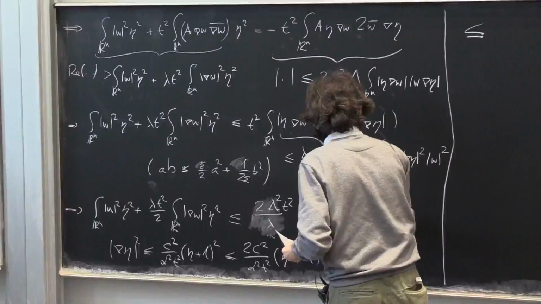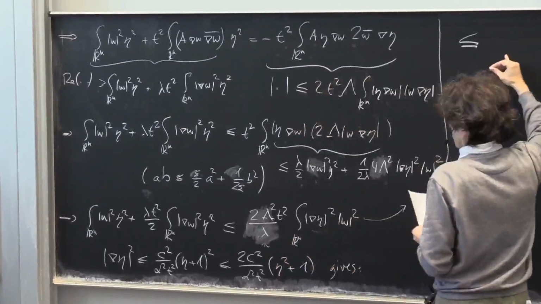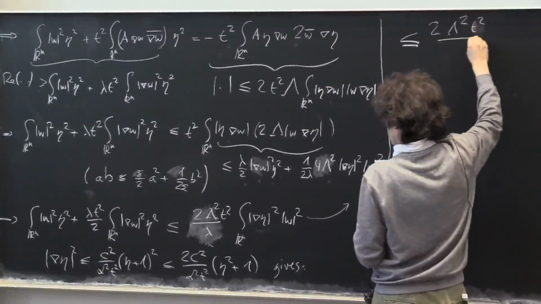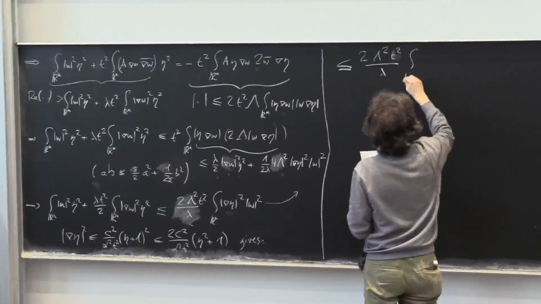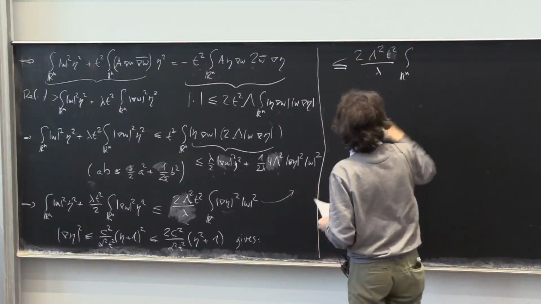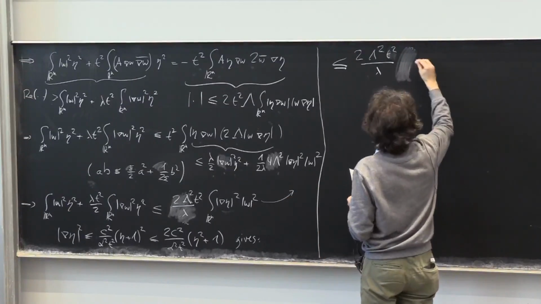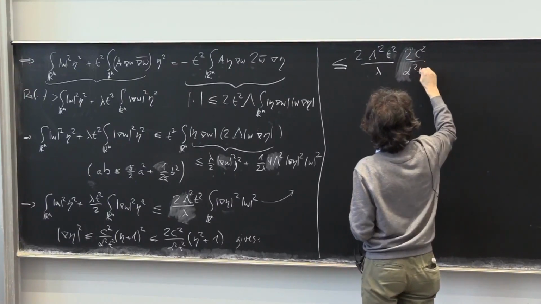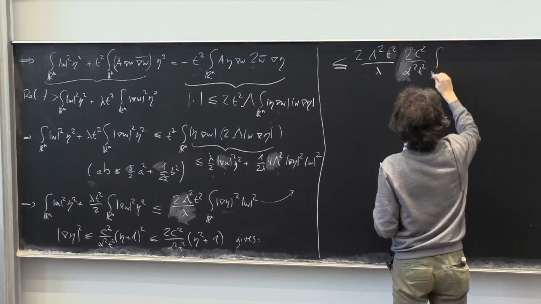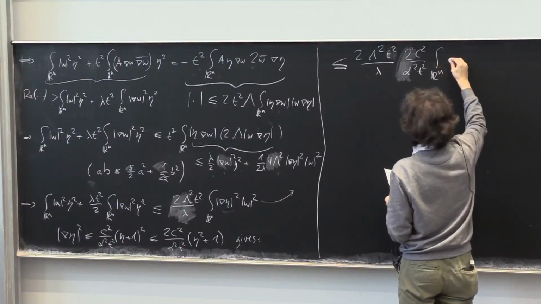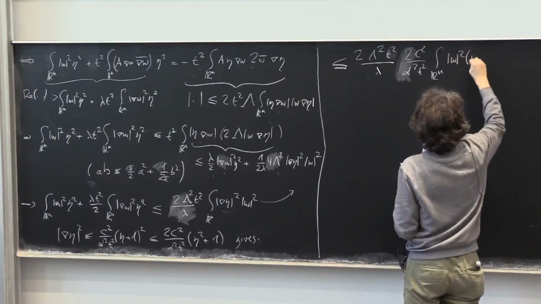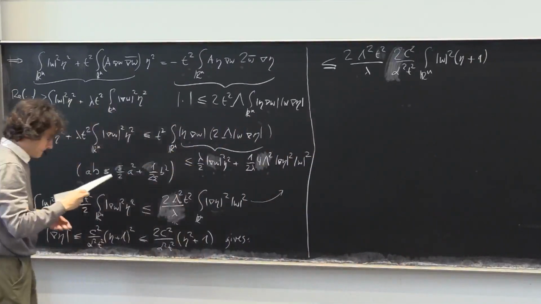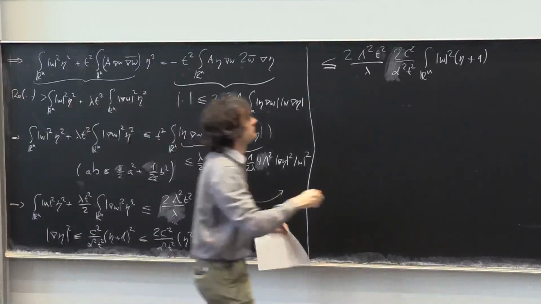So we can continue this estimate here by 2 capital lambda squared t squared over small lambda times the integral over R^n, and now put in this estimate. So this gives more constants. This gives 2c squared divided by alpha squared t squared, integral over R^n, modulus of w squared times eta squared plus 1.